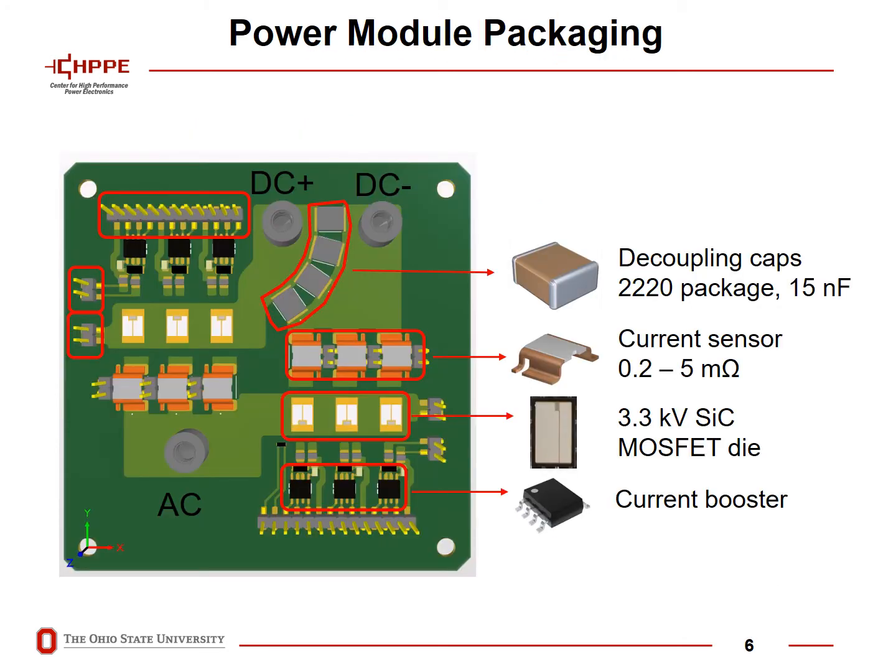This is the half-bridge module we're designing. Each of the top switch and bottom switch has 3 chips in parallel. These are 3.3 kV silicon carbide MOSFET devices, and we integrated shunt resistors into the power module to measure the current flowing through individual chips. These are the decoupling capacitors, and we integrate them into the power module to help reduce the power loop inductance.